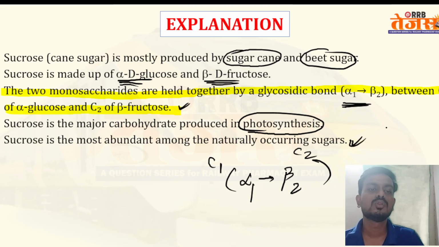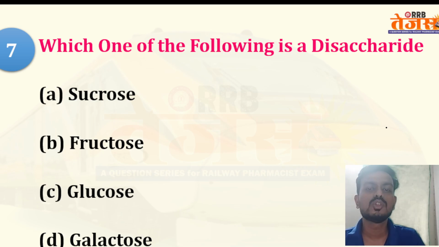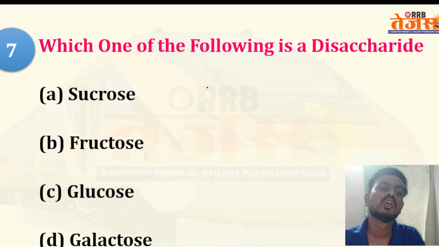Okay, next question: which of the following is a disaccharide? What is a disaccharide? It consists of two sugar moieties. Examples are sucrose, lactose, maltose. Just now we have discussed sucrose.